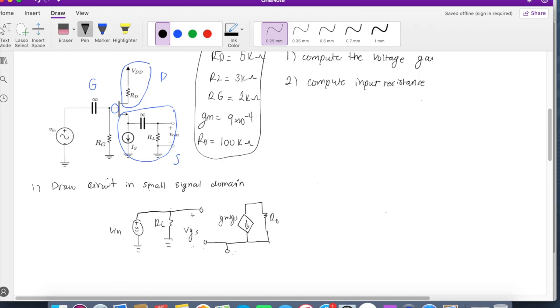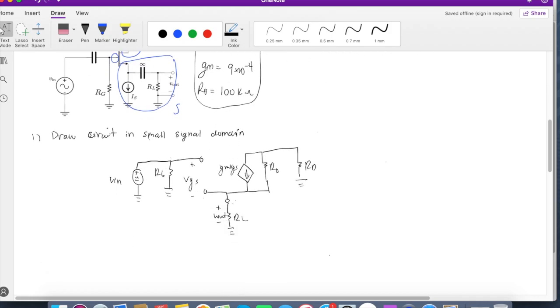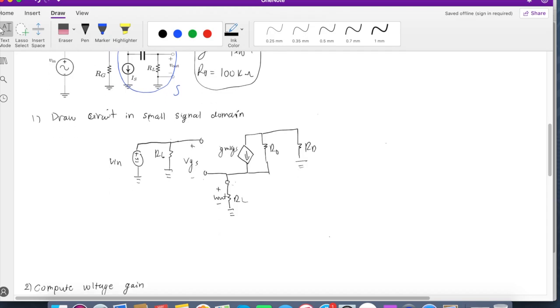Once we short circuit the capacitor, we're left with RL, which is where the output voltage will be. Now in the drain, all we have is one resistance, RD, and that'll be grounded. Remember, all the resistances are given above. We have gm, which is a DC parameter you will have to solve for. Same with R0, but the DC analysis will be a separate video. I just want to cover the AC today. So this is our circuit in the small signal domain, and now we can start the computations.